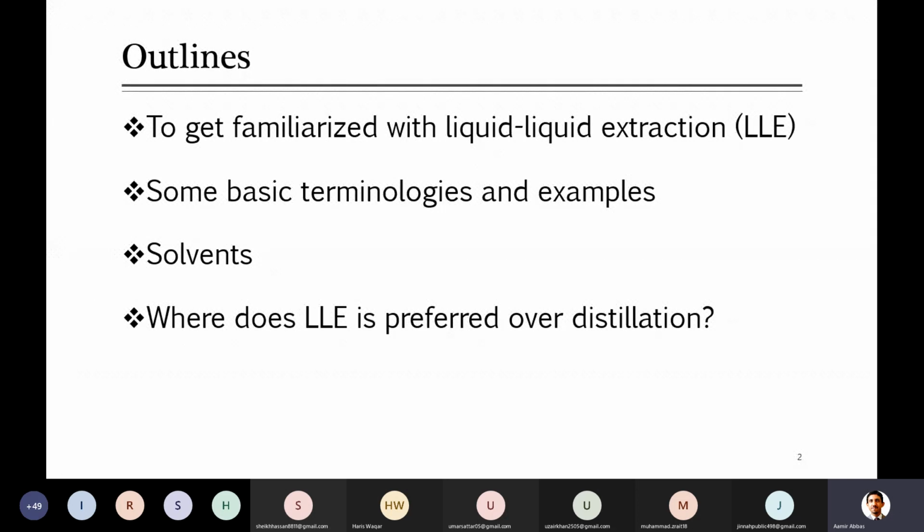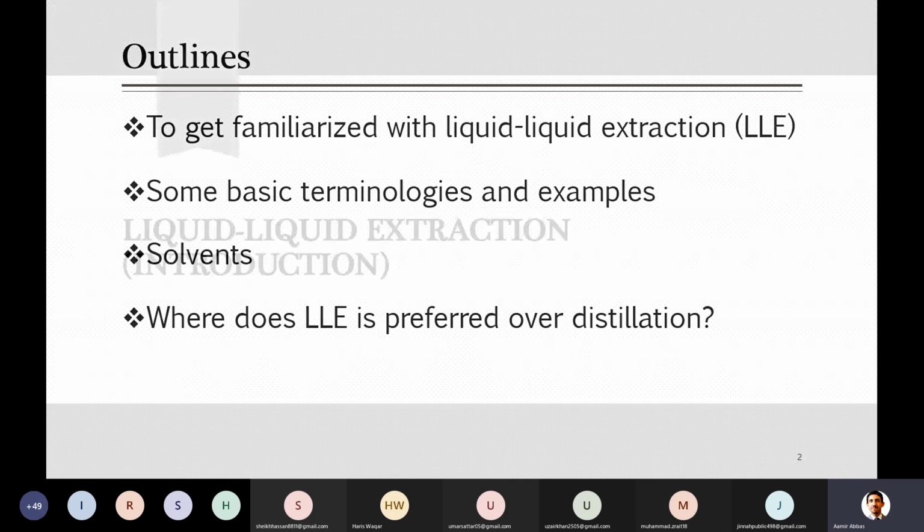We are comparing it with distillation because, as you already know, distillation is the most widely used separation technique in chemical industries, and after that the next technology is absorption. And now, although membranes are also capturing the market and being used in plants, still when LLE is used, we are comparing it with the majorly used technique, which is distillation.